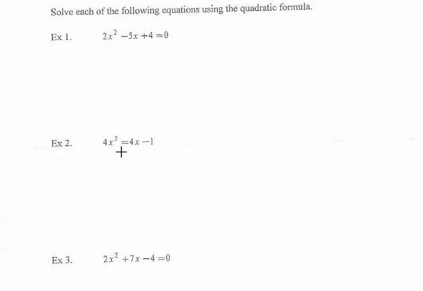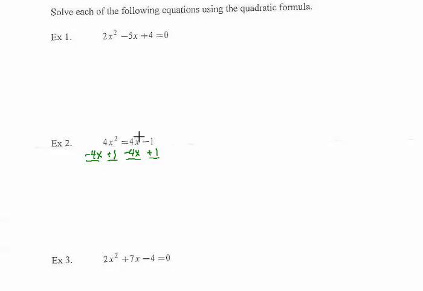Example 2. We have a quadratic equation with this x squared term. And so what we want to do first here is put it in standard form. And I'm going to move this 4x and the minus 1 over to the left, and so that's going to change the signs, because in order to move them I have to subtract the 4x from both sides, and I have to add a 1 to both sides. So sort of 2 things in one step.